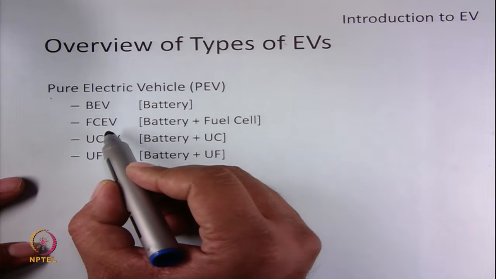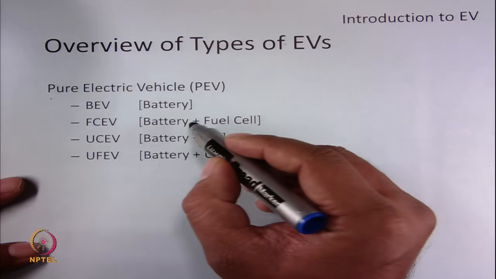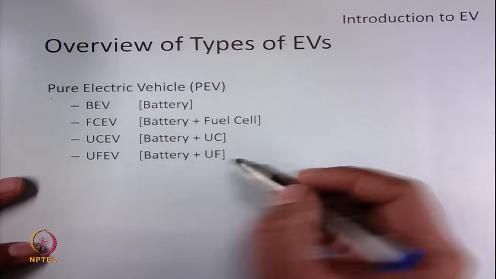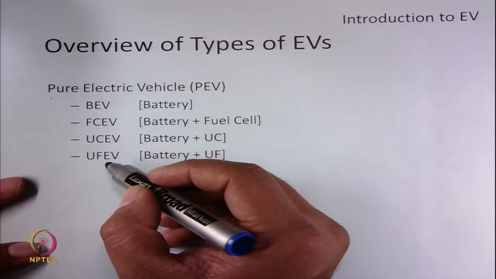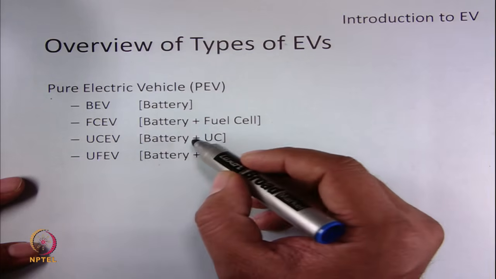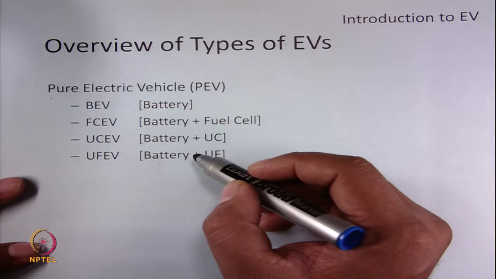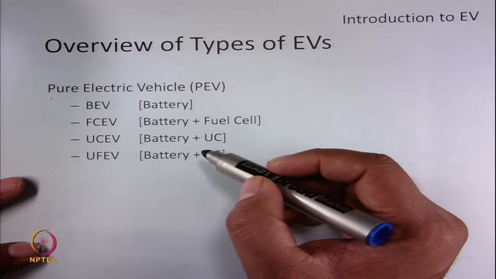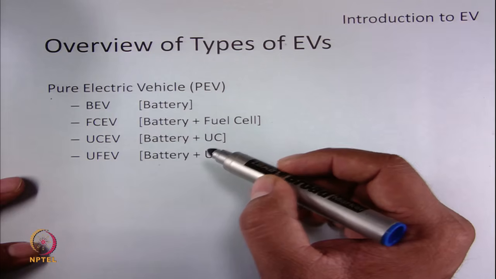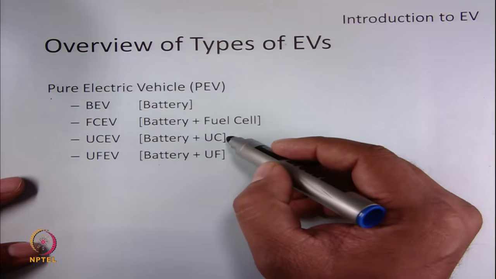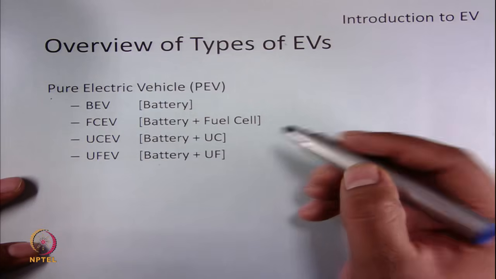In a fuel cell electric vehicle, battery is primarily used for absorbing the regenerative power, since fuel cell is incapable of storing the regenerative energy. While in ultra capacitor and ultra flywheel based EVs, batteries are required for storing energy, since ultra capacitor and ultra flywheel have very low specific energy.